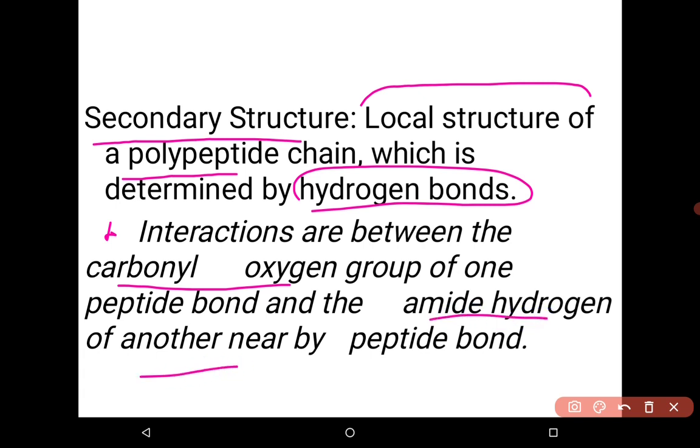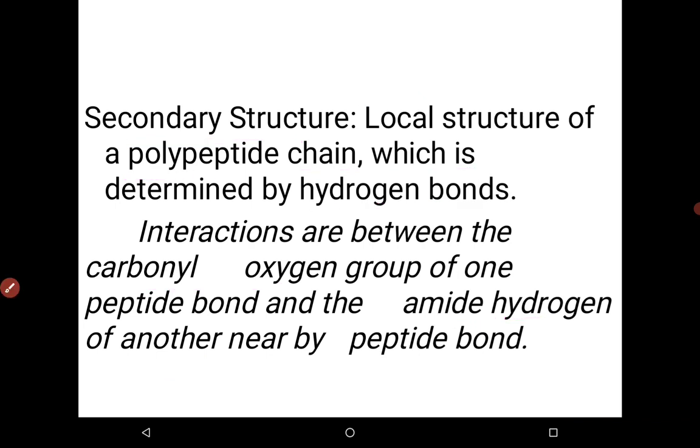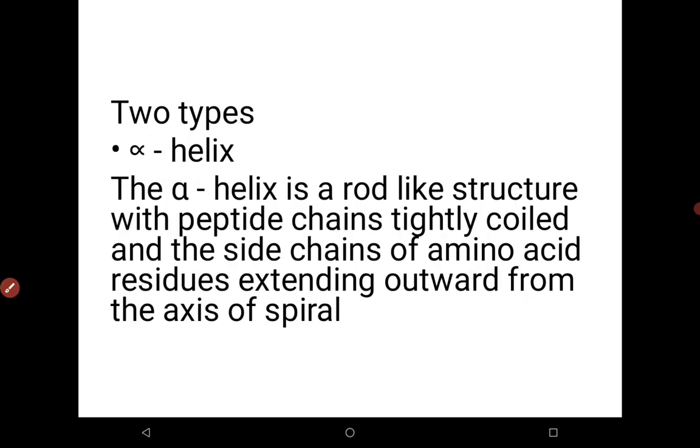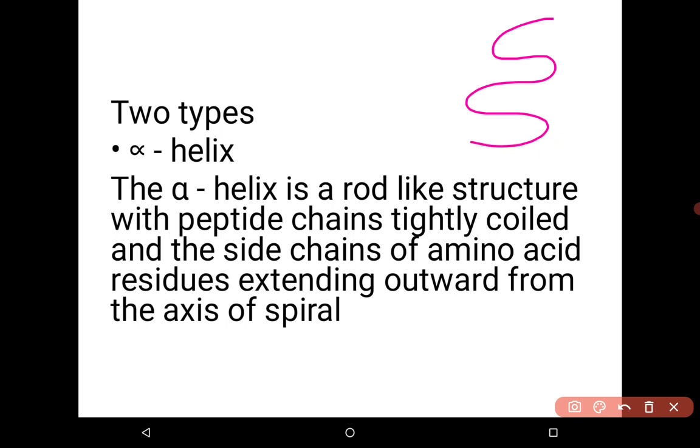Among the secondary structures, you have two common types. You have the alpha helix. The alpha helix is a rod-like structure with peptide chains tightly coiled, something like this, and then you have hydrogen bonds that are formed, maybe there, maybe there. So with peptide chains tightly coiled and the side chains of amino acid residues extending outward from the axis of the spiral.